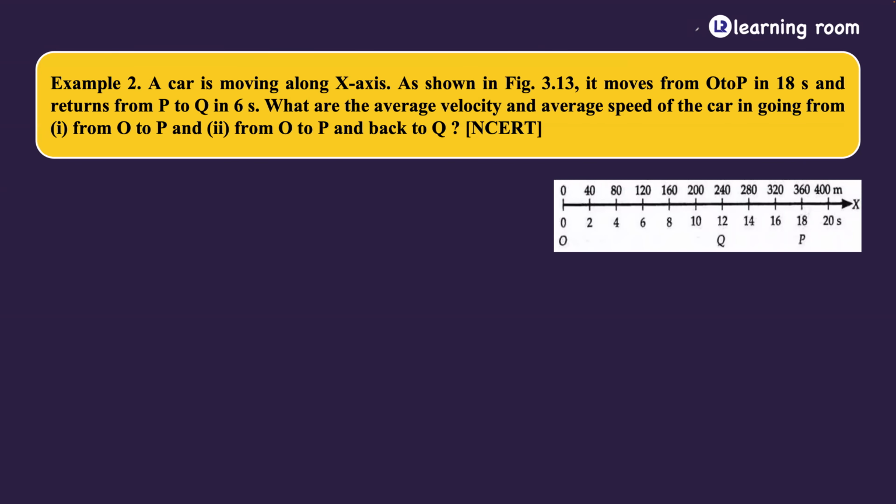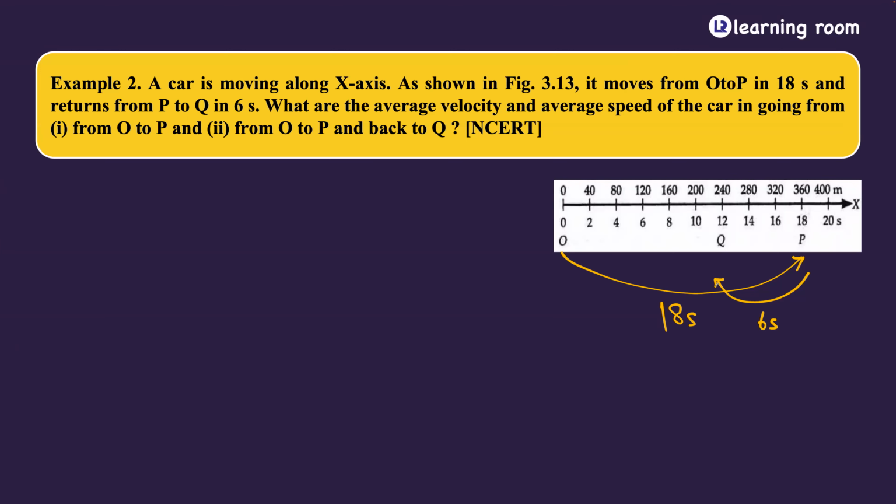A car is moving along x-axis. As shown in figure 3.13, it moves from point O to P in 18 seconds. So when it goes from O to P, it takes 18 seconds and returns from P to Q in 6 seconds. So this is one way, this is the reverse journey. The next question is, what are the average velocity and average speed of the car in going from O to P and from O to P and back to Q? So it's an NCERT problem.